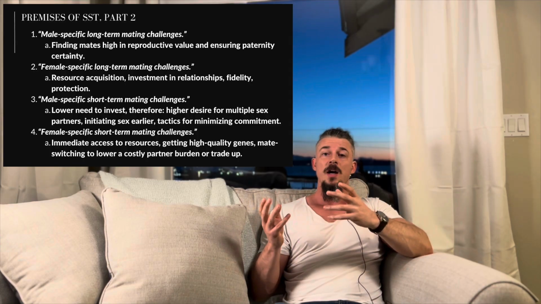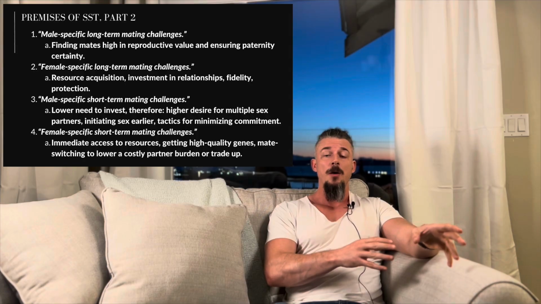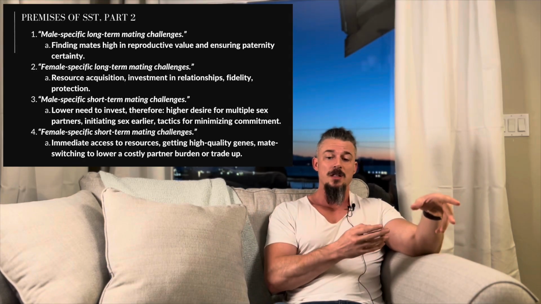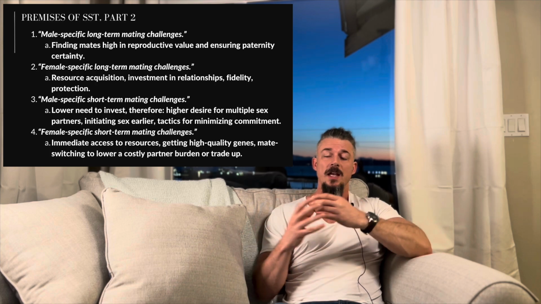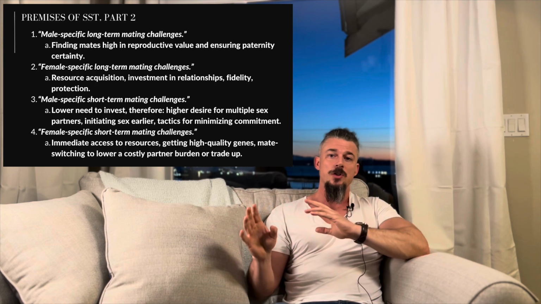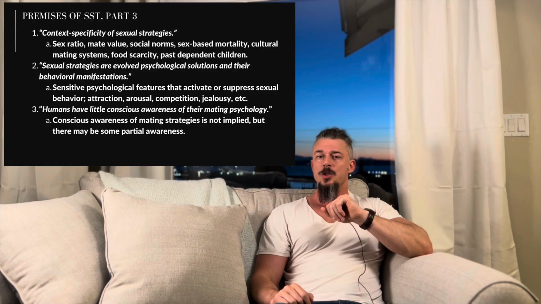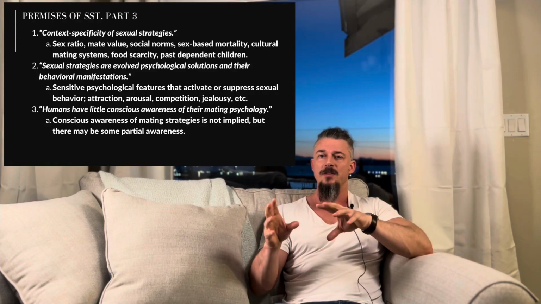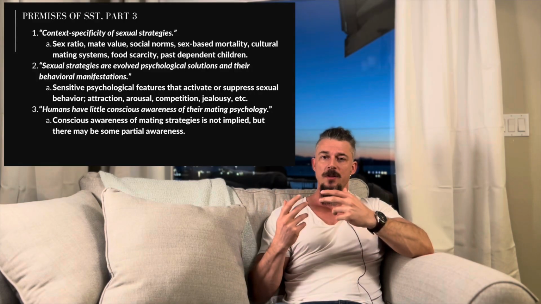I think in a modern environment, we see how many hookups and casual sex become long-term relationships. People have sex very early because they want to secure a long-term mate, whatever the case may be. So mate switching and short-term strategies can be springboards to long-term strategies. Let's go on now. There's context specificity of sexual strategies, meaning that the environment, the given context, dictates what might be applied and how people can shift their own strategy.